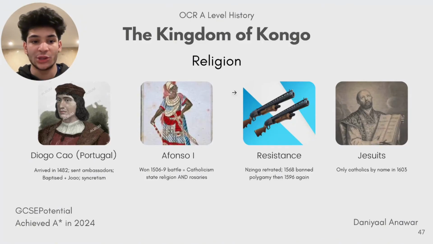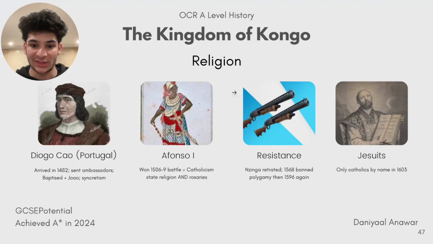He won, and in doing so, he made Catholicism the proper state religion. So around 20 years after Diego first arrived, Alfonso really established Catholicism within Congo. And the second thing was rosaries. According to some sources, he used to walk around with rosaries, which were linked to Catholicism. That can be used as a fact to say that he found Catholicism important to him and vital to the kingdom and his running of it.